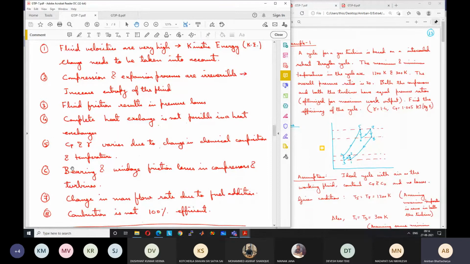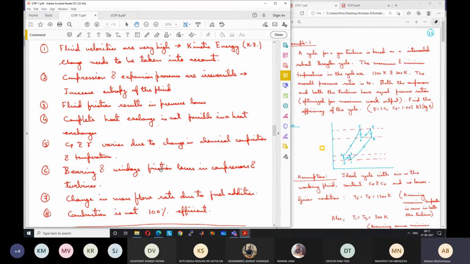Windage losses are also similar. Windage losses are also frictional losses, where the moving parts get some resistance while moving through the air, or the gases, because the moving parts are moving at a fast rate. They get some resistance while moving through the gases present in the narrow gaps between the casing and the blade. So that will lead to some small losses.